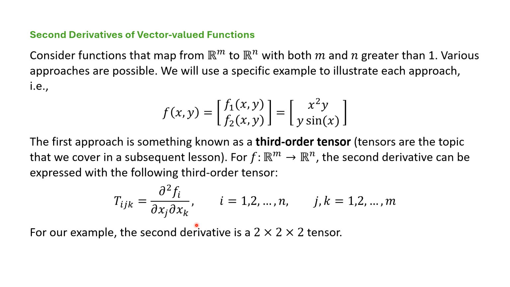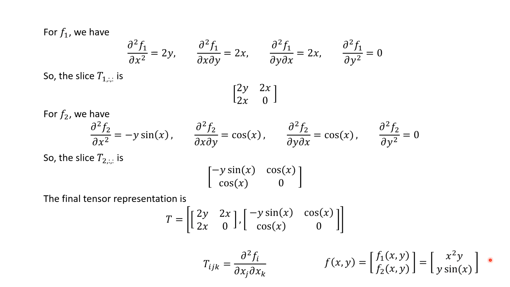In our case, there's two functions, and then there's two variables. So that would be a 2 by 2 by 2 tensor. It's sort of a 2 by 2 matrix, and then another 2 by 2 matrix. So you can almost think of it as a three-dimensional object. Let's actually compute this, and we'll do that on the next slide. I copied our function down here at the bottom so we have that to refer to, and here's our tensor notation.